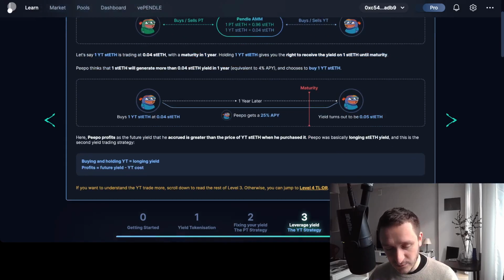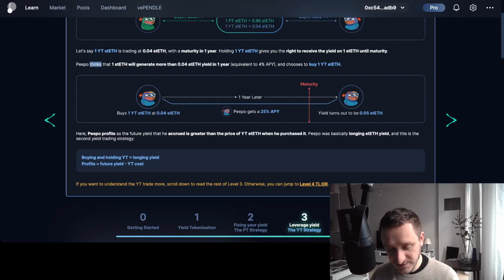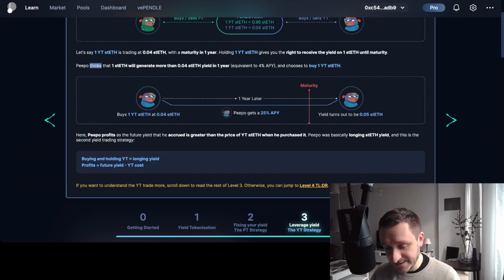And people think that one Steve will generate more than 0.04 Steve yield in 1 year, equivalent to 4% APY, and choose to buy YT Steve because they basically want to leverage the fact that maybe those rates will go up. Here the person profits as the future yield accrued is greater than the price of YT Steve when he purchased it. He was basically longing Steve yield, and this is the second yield trading strategy. So actually he bought it at 0.04 and the yield turns out to be 0.05.